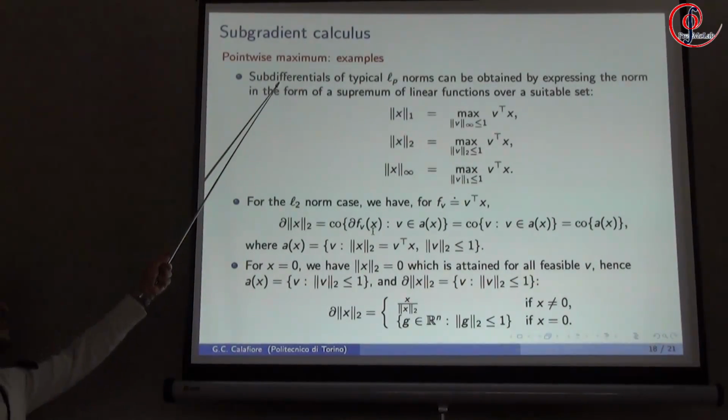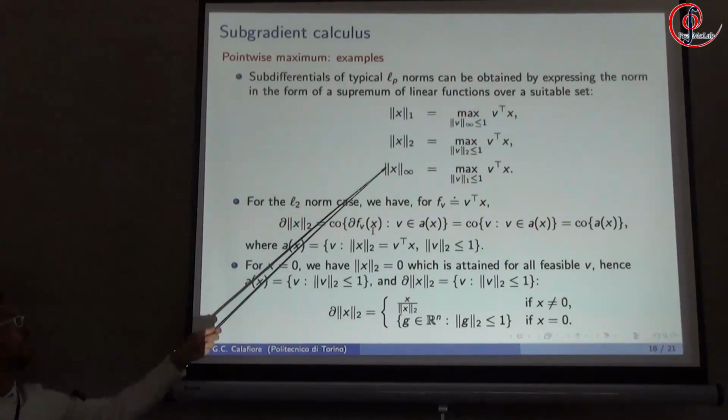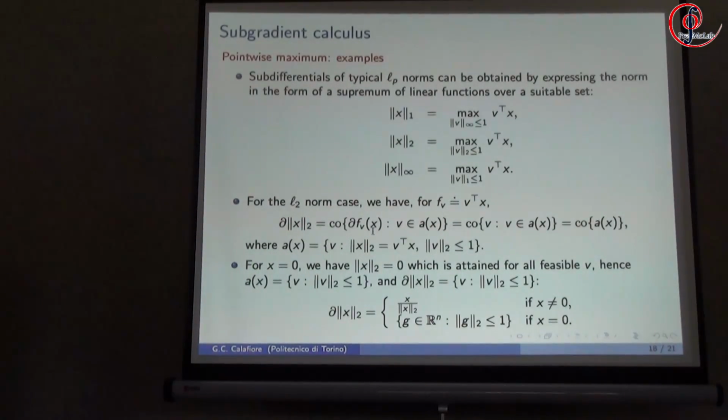For instance, we may compute subdifferentials of some of these well-known norms like the L1 norm, the L2 norm, and the L infinity norm. All these very innocent-looking functions are actually non-differentiable. Okay? Even the L2 norm is not differentiable. That's why you usually square it. This way it becomes smooth. But if you don't square it, it's not differentiable.